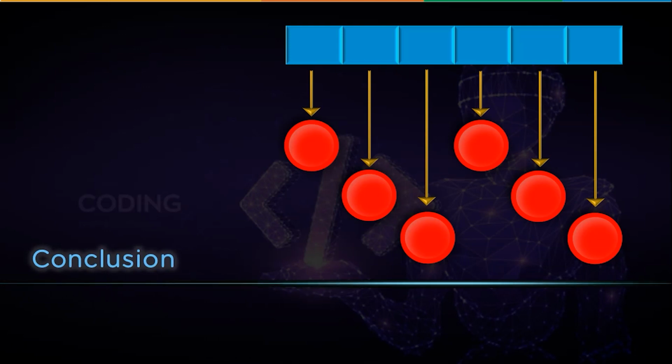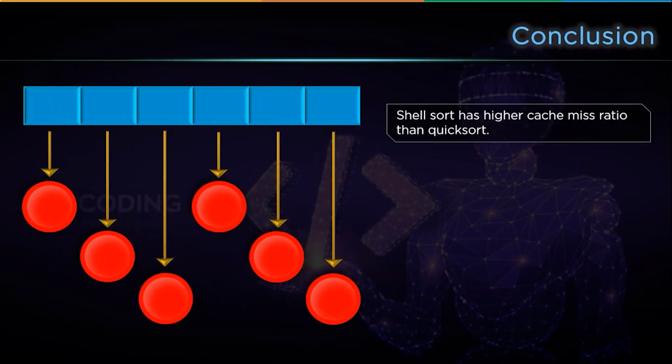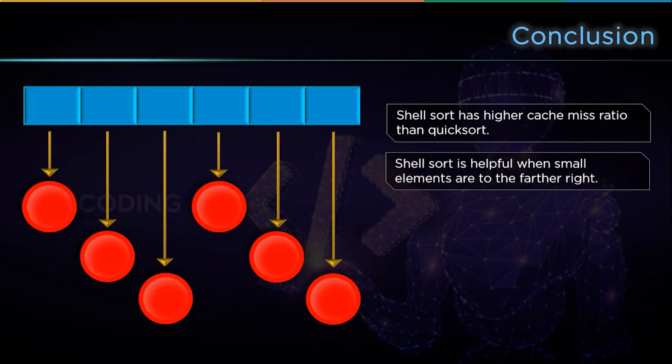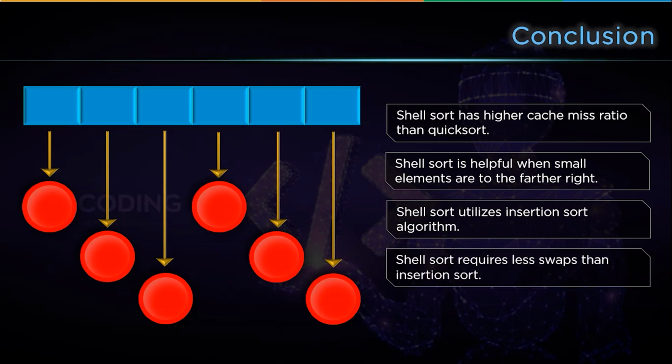At last, let's sum up what we have learned from this session. First up, shell sort has a higher cache miss ratio than quicksort. Next, shell sort is helpful when small elements are on the far right. Next, shell sort utilizes the insertion sort algorithm. Finally, shell sort requires fewer swaps than insertion sort.